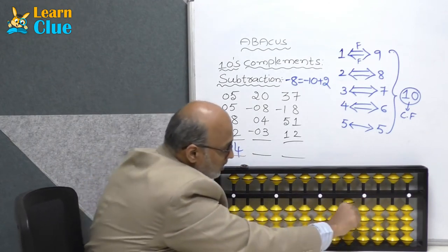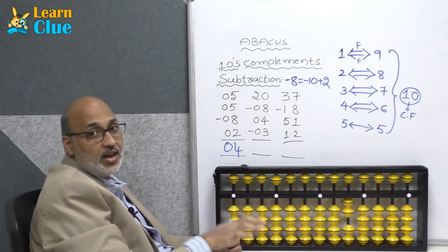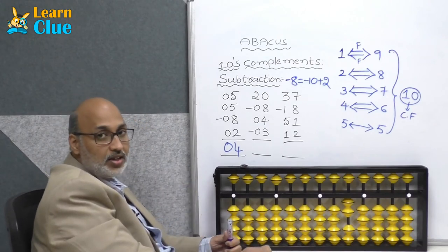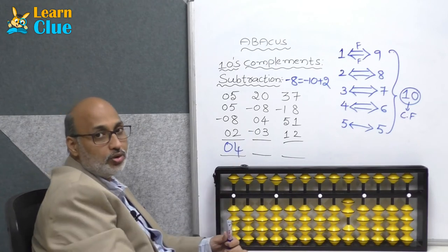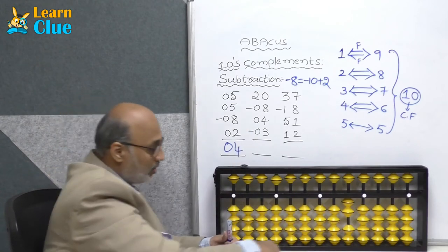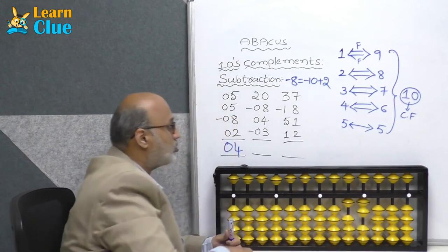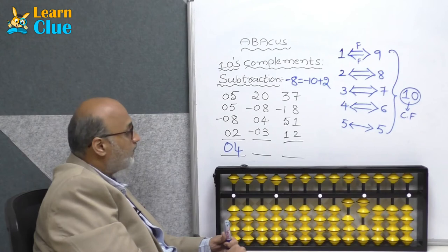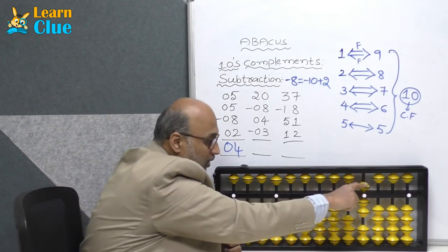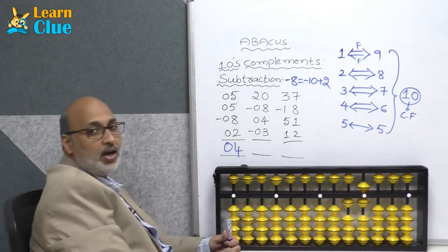Next problem. 20. Minus 8. Okay. They are asking minus 8. Who is the friend of 8 here? 2. Then what we are supposed to do? Minus 10 plus 2. Now they are asking plus 4. How to do plus 4? It is nothing but plus 5 minus 1.